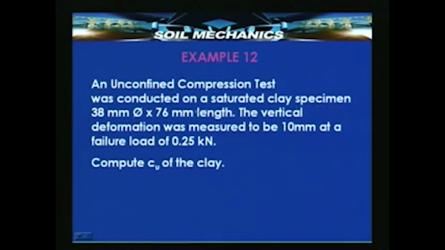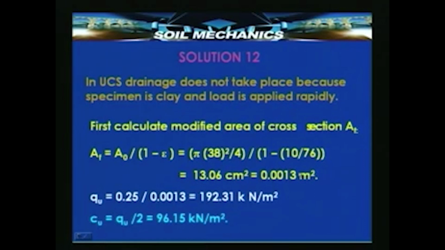Let us take one quick look at an example. The clay specimen which was tested in UCS has these dimensions, 38 mm and 76 mm. The vertical deformation was measured to be 10 mm at failure, and the load at failure was 0.25 kilonewtons. In order to compute Cu of this clay, all that we need to know is the final area of cross section corresponding to the vertical strain, and then the load divided by the final area of cross section gives you the unconfined compressive strength of 192.31 kilonewton per meter square and the corresponding cohesion of 96.15.